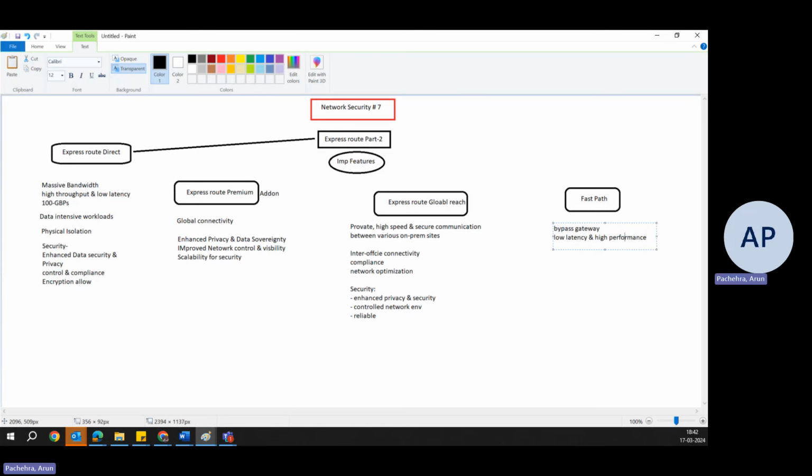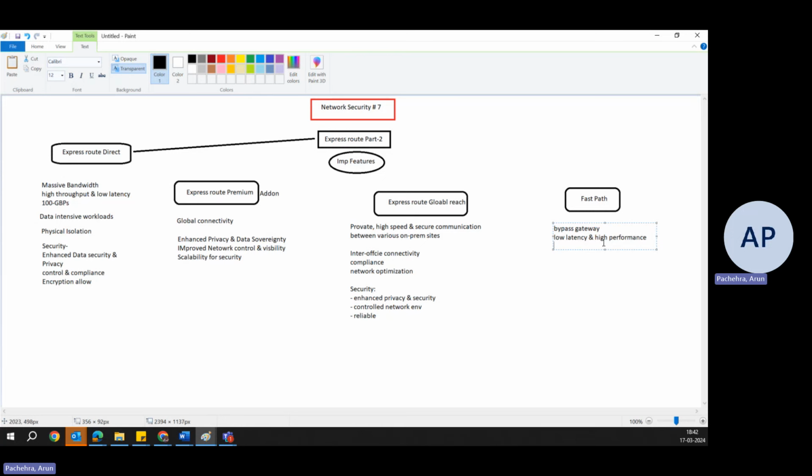Pardon my spelling mistakes. So it's important to note that FastPath applies to ingress traffic to Azure Virtual Networks from on-premises networks. Egress traffic from Azure to on-premises networks still flows through the ExpressRoute gateway. So why do we need it?